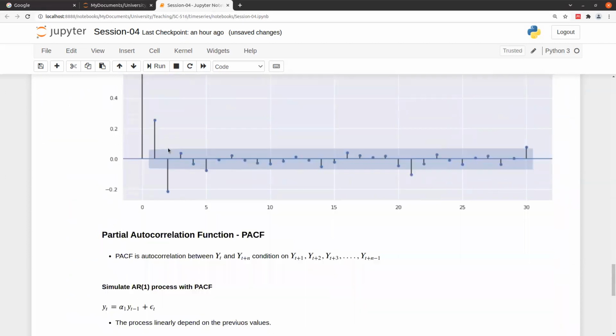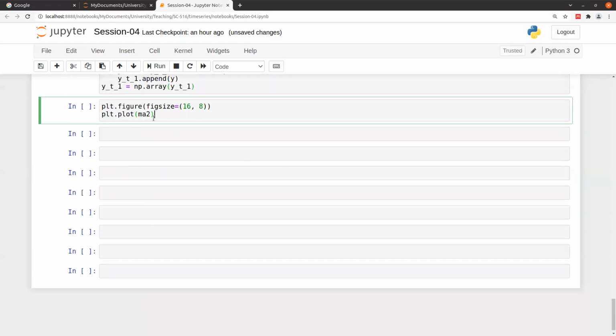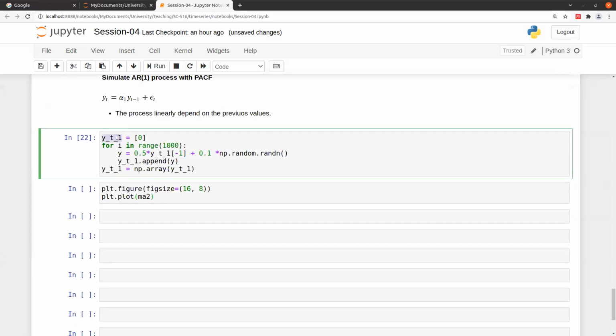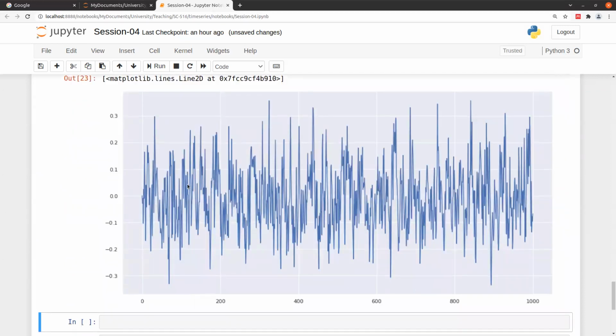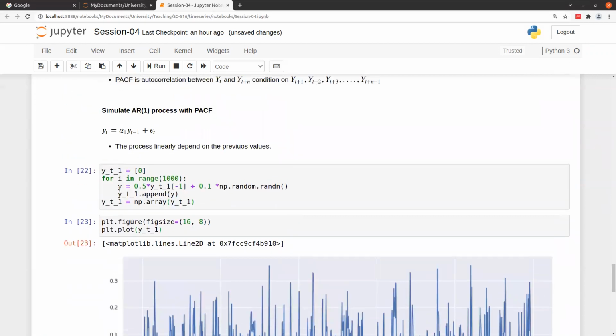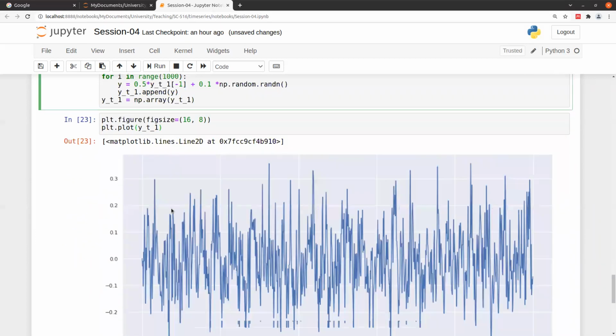You can see it's also a stationary process, most probably. The mean is 0, I guess. It seems 0, and there is some variance, because it's obvious we are using random noise, standard random noise, right?